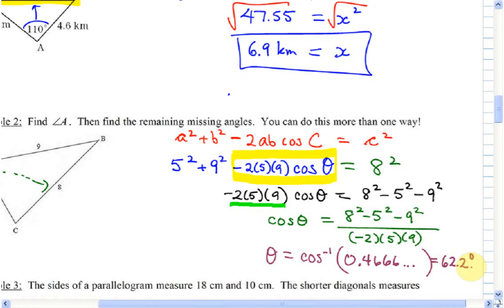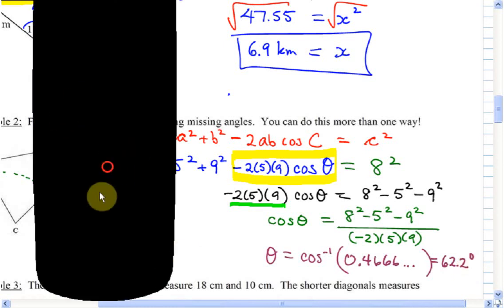Now, ladies and gentlemen, I'll also show you how to do this all in one go. If you wanted to do the calculation in your calculator in one time, this is what you do. Inverse cos, and then you've got to be careful with your brackets. An open bracket, 8 squared minus 5 squared minus 9 squared. Close the open bracket, so that's your numerator. Then you've got to divide, open bracket again, negative 2 times 5 times 9. Close the bracket, and then you've got to close this original one for the inverse cos, and then you can press enter, you'll get the same answer. If you want to do it in one step, you can. If you want to do it in two, that's perfectly fine as well.